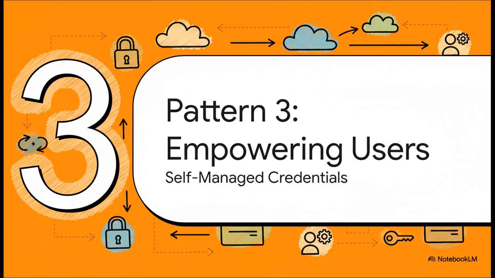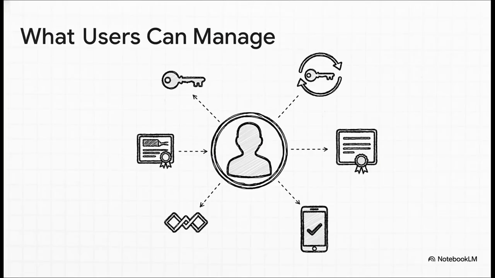Okay, for our third and final pattern today, we're going to shift gears a little bit. We're not talking about what users can access, but what they can manage themselves. How do we get security admins out of the business of resetting passwords all day without compromising security? Well, the answer is to empower them. You can create a simple IAM policy that gives users permission to manage their own security stuff. This means they can change their own password whenever they want, they can rotate their own access keys, and most importantly, they can set up and manage their own multi-factor authentication, or MFA device.